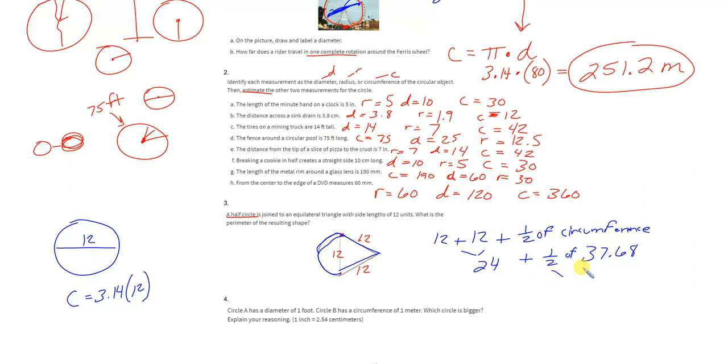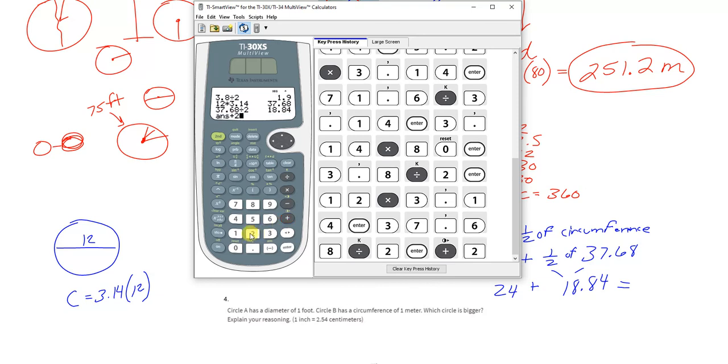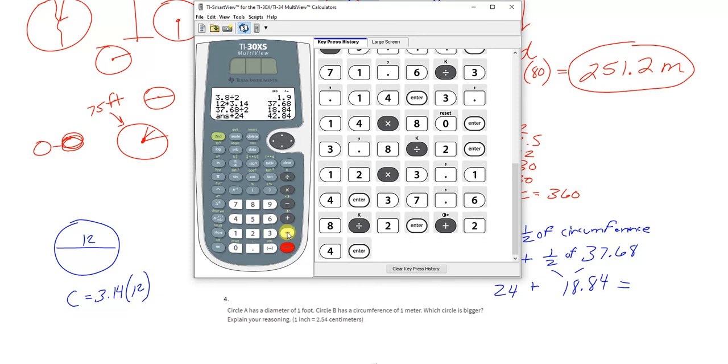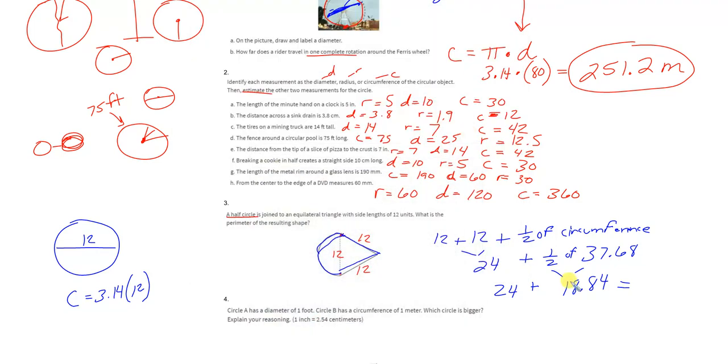So this is 18.84. We got to add that to our 24 from the straight lines of the equilateral triangle, and that's going to give us a total perimeter of 18.84 plus 24, which is 42.84. So 42.84, and that is using 3.14 as our pi approximation, and it is in units. Just units. I don't know, centimeters, inches, whatever. We're just calling them units, and that's all we got. But that's our answer.